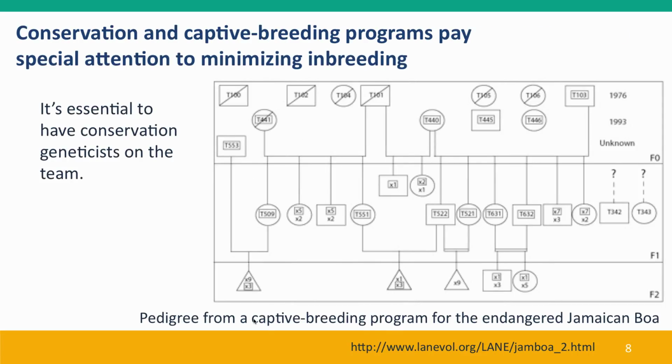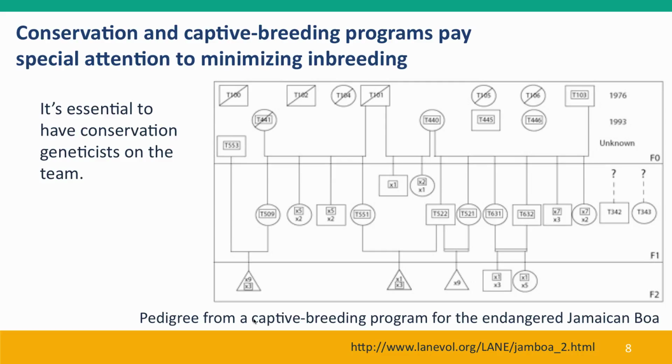Now, these problems mean that when endangered species are brought into zoos and are used in captive breeding programs, it's critically important to pay attention to the pedigrees of the animals that are being bred, to minimize any additional inbreeding, and to maximize the preservation of whatever genetic diversity remains in the populations.